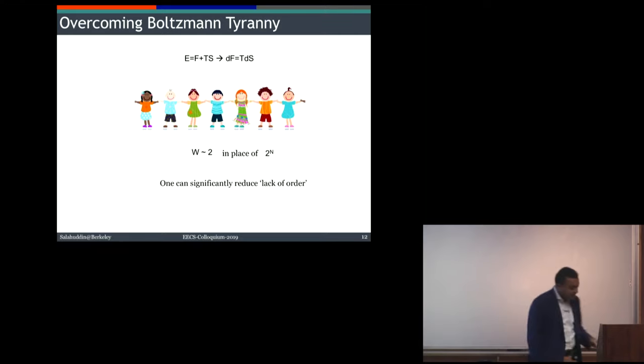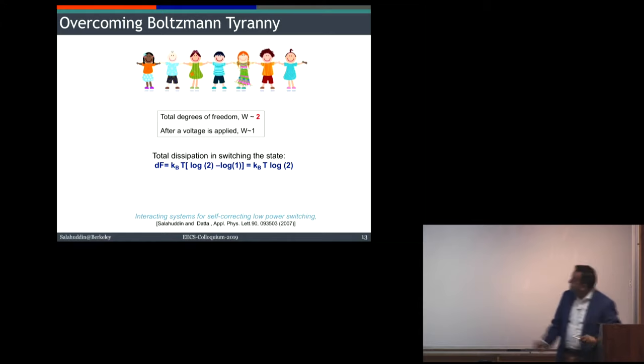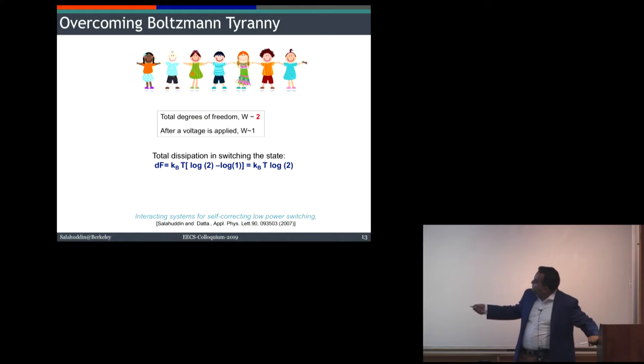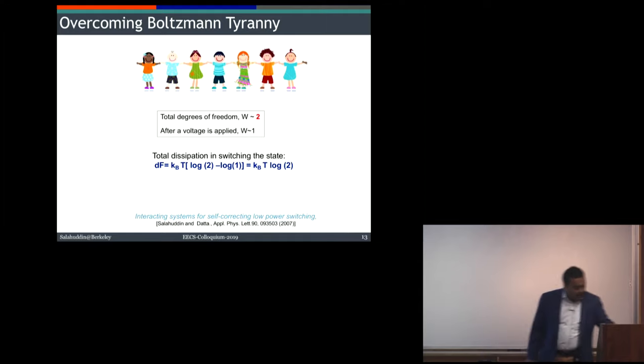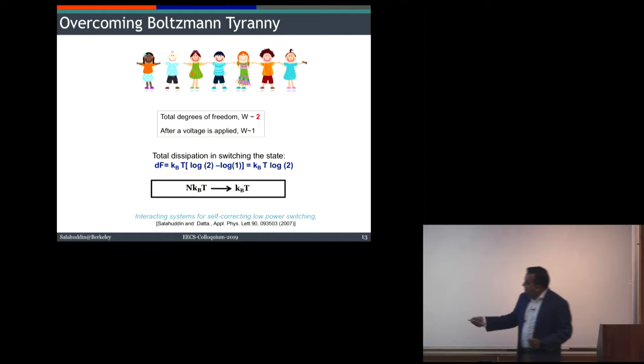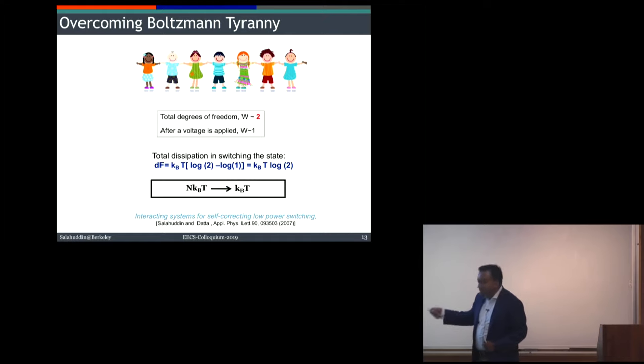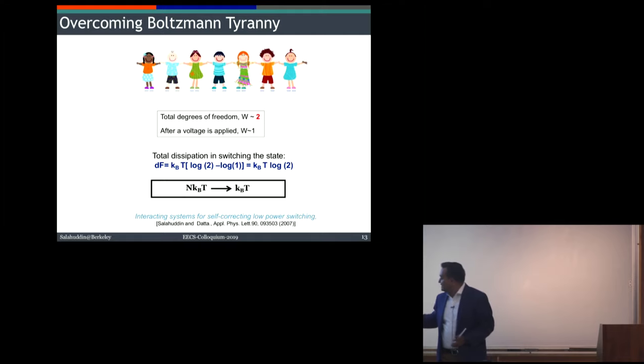So in the ideal case, in the most entropic phase, the degree of freedom is 2. In the least entropic phase, the degree of freedom is 1. So it simply becomes kT log 2, the total dissipation. And that means that this NkT that I was getting can ideally become kT. So I can basically take the N out of the equation.